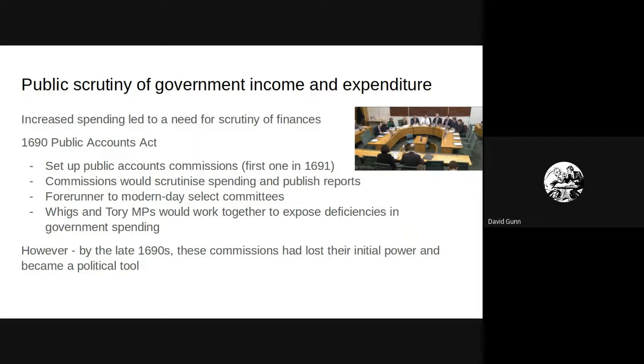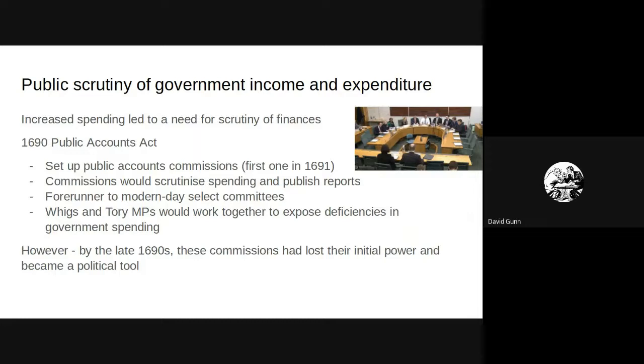And it's a move towards a much more modern form of government. As I said, the forerunner of modern day select committees, and MPs, both Whig and Tory, would work together to expose deficiencies in spending. Okay, so it's a real modern idea. It is unprecedented, a move towards more modern forms of government.